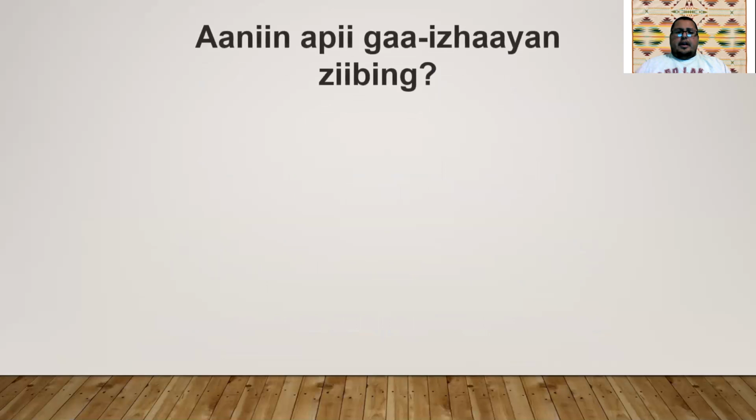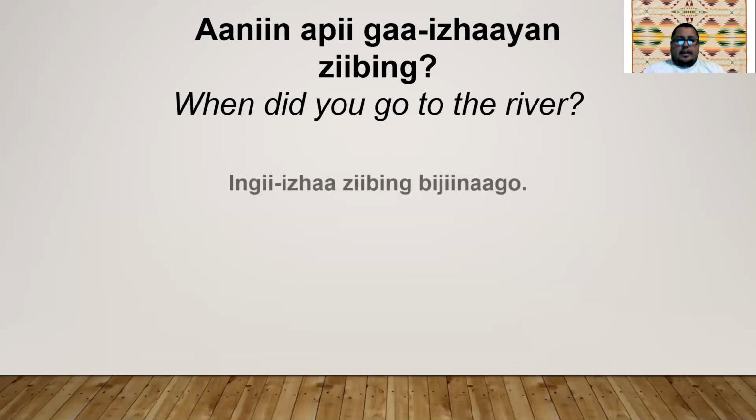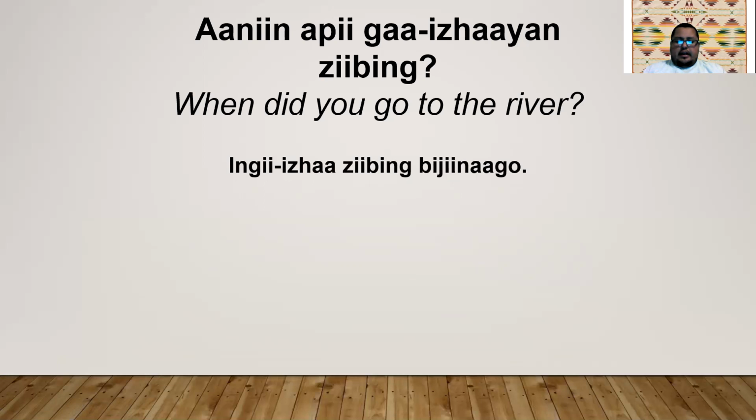And our last one, Anina pika ezhaayan ziibiing. When? Past tense. Did. Ija. Go. You. When did you go to the river? Ziibiing, given it is locative, or its location. Okay, so Ingieja ziibiing bijinago. I went to the river yesterday.